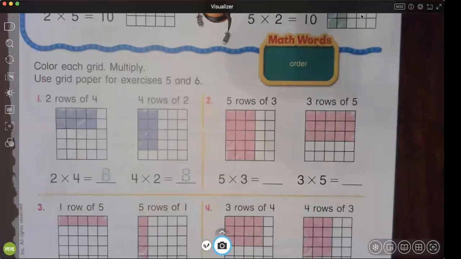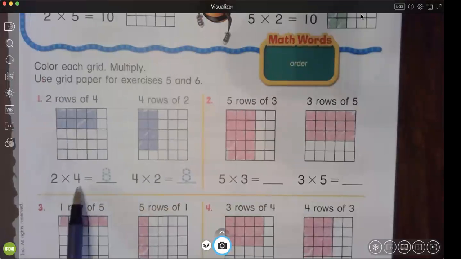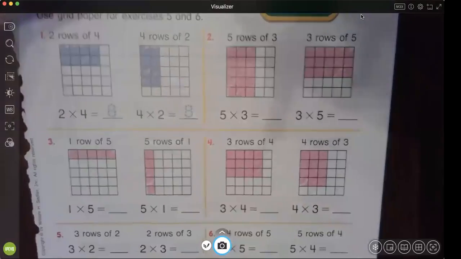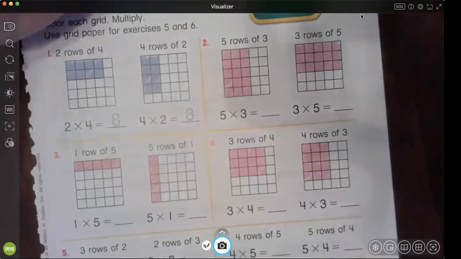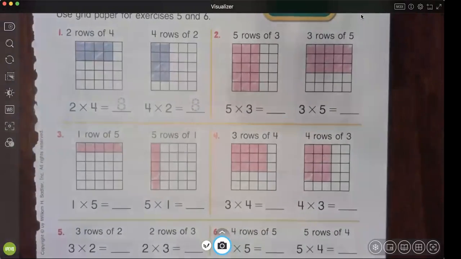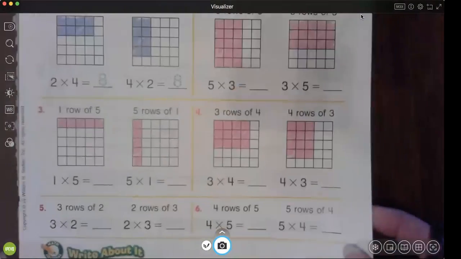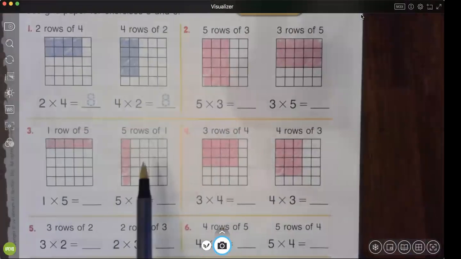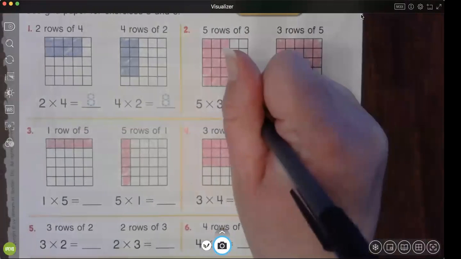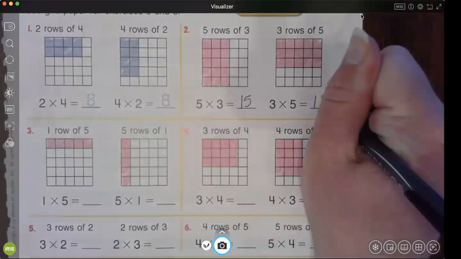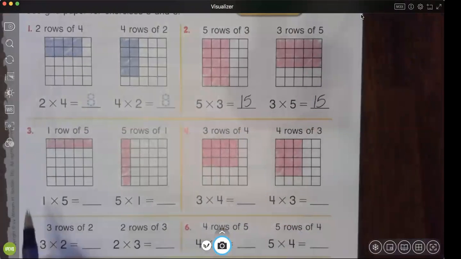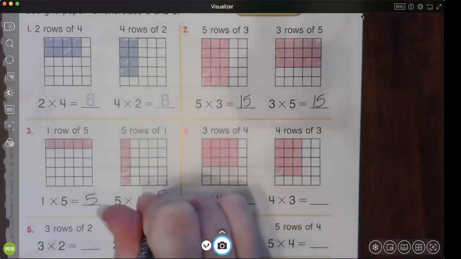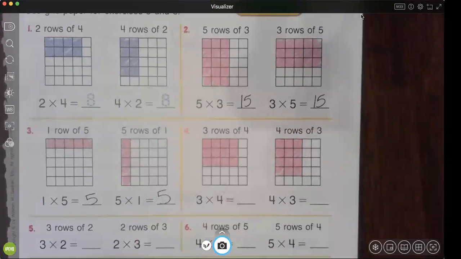So number 1's done for you, but I would like to do it. 2 times 4 equals 8. 4 times 2 also equals 8, okay? So I'm going to do 2 and 3, and then I want you to pause the video and try 4, 5, and 6, all right? So number 2, 5 times 3, we have to count by 5, 3 times 5, 10, 15, and 3 times 5 also equals 15, okay? 1 times 5, remember anything times 1 is that number. So 1 times 5 is 5, 5 times 1 is also 5, okay? Go ahead and pause it.